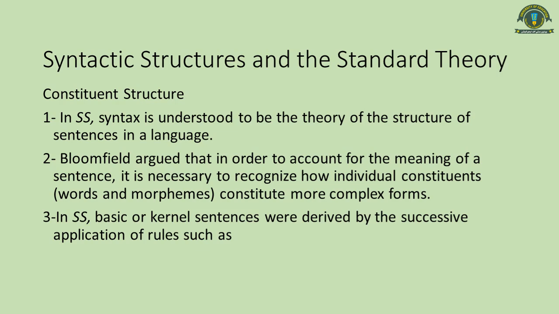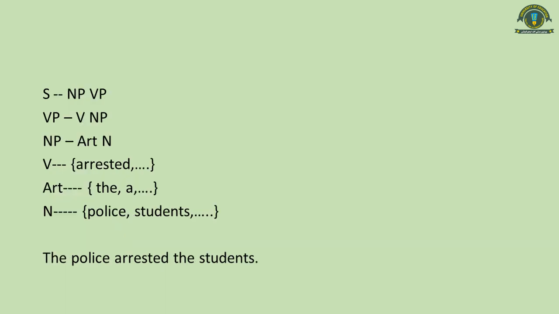So when it is said that in essence the basic or kernel sentences were derived by the successive application of rules, such as, we have this example: sentence into NP and VP. These are the phrase structure rules, noun phrase and verb phrase, and then the verb phrase into the verb and the noun phrase, the articles and the noun, and verb. We have arrested, the articles the and a, the definite article and indefinite article, and nouns the police, students.